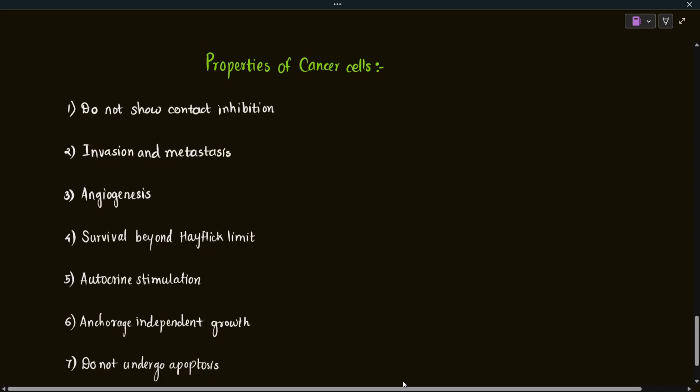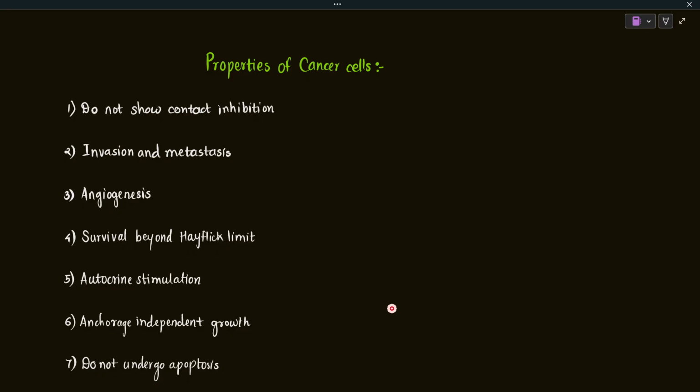So today we are going to discuss the properties of cancer cells. In the last class, we discussed malignant tumor versus benign tumor. We also discussed different types of cancers: carcinoma, sarcoma, leukemia, lymphoma, myeloma, and so on and so forth. Today we are going to discuss the properties of cancer cells.